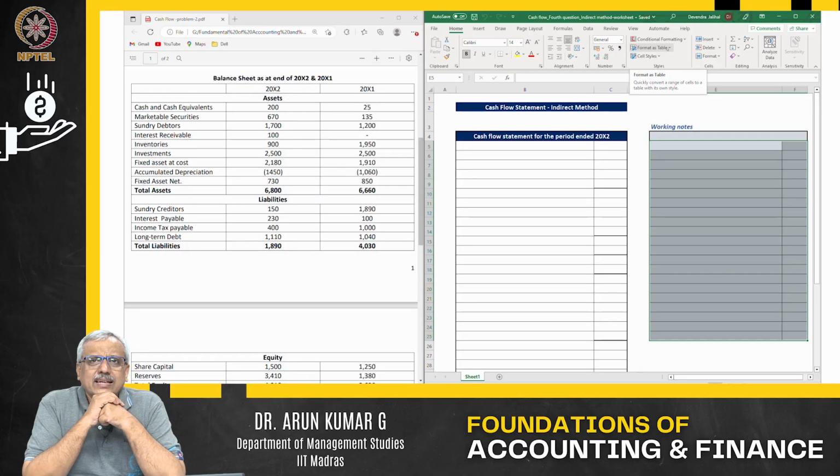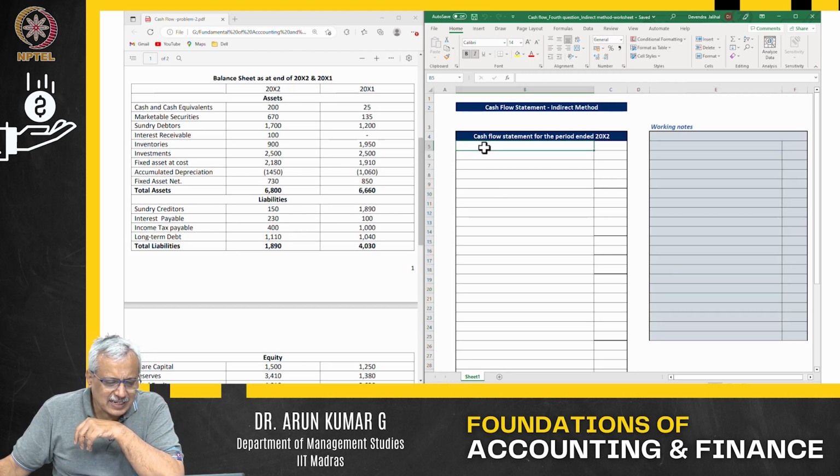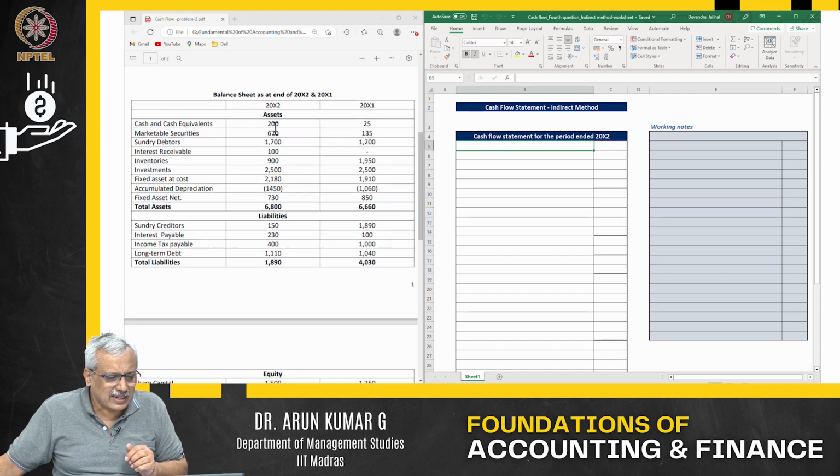Okay, let us get back to the indirect method of solving it. What do you do in the indirect method? We take only the P&L and balance sheet, and work backwards from the profit. So, what do we do in the indirect method? To start off with, we will say the profit or loss for the year.